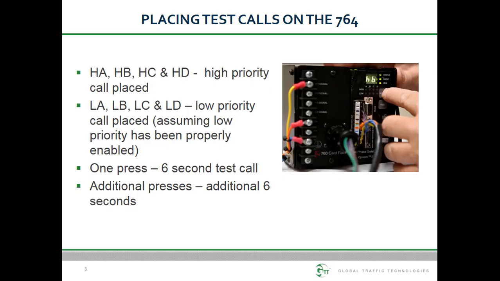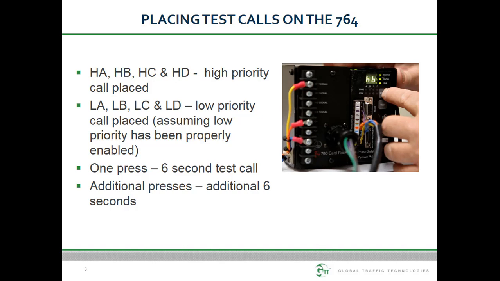The first functions are used to manually place a call or activate the output. If the particular channel and priority is not enabled, then the manual test will not actually activate the output. The indicator will blink, indicating that the call is not actually being placed. HA, HB, HC, and HD will place a high priority call on that particular channel. Likewise, LA, LB, LC, and LD will place a low priority call on that channel, assuming low priority has been properly enabled.